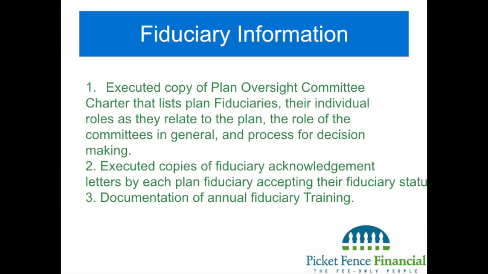The first section of the Fiduciary Audit File should contain the information on the fiduciaries themselves. So what you're going to want to have is an executed copy of your Plan Oversight Committee charter that lists all your fiduciaries. You also want to have documentation that each fiduciary acknowledges in writing that they are a fiduciary, and you also want to document any kind of annual fiduciary training you're undertaking. So you can see if you're not doing this currently, you're obviously not meeting the Department of Labor requirements. So it's a very important part of the process.